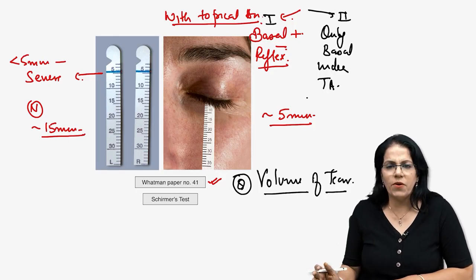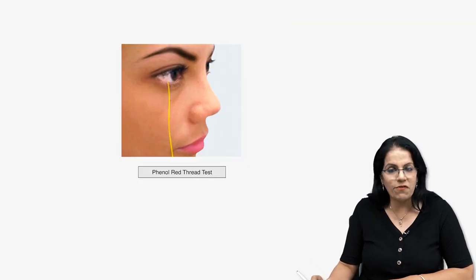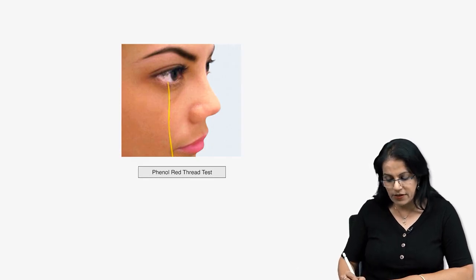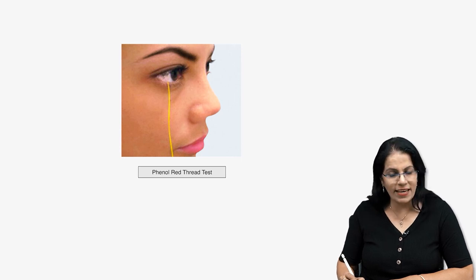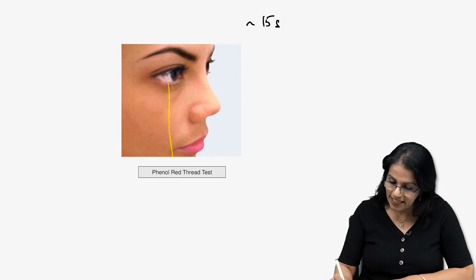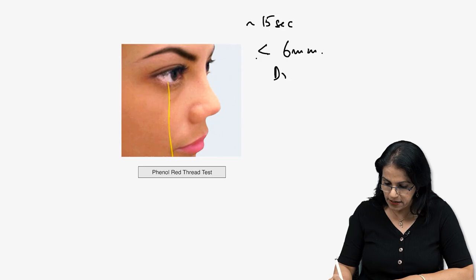Now, suppose you don't want to wait for 5 minutes, you want it to happen very quickly, we can go for phenol red thread test. What is phenol red thread? The thread is coated with phenol red, okay. Put it in the lower lid, this time only for 15 seconds, and any wetting of less than 6 millimeters is considered significant dry eye.